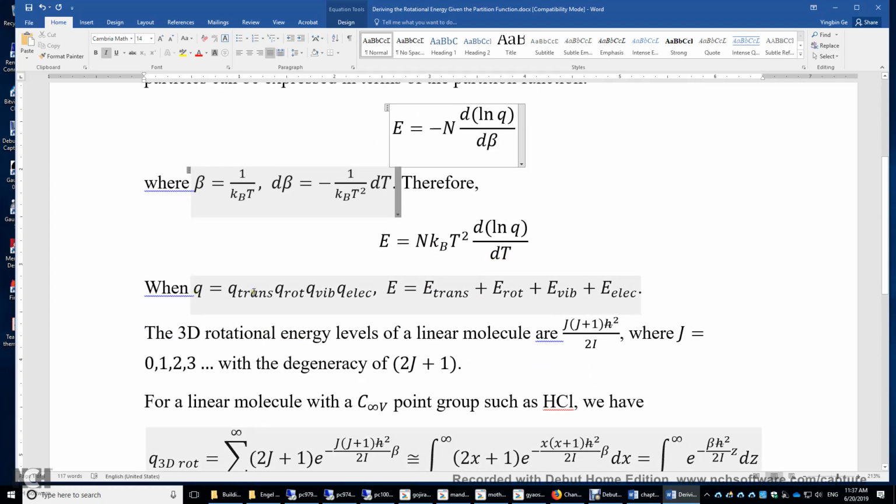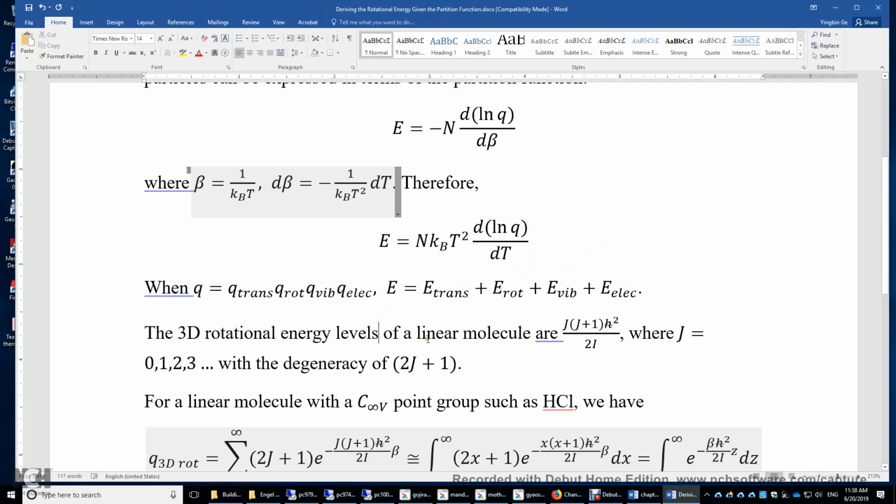And q can be the translation, or rotation, or vibration, or electronic partition function, or the product of these four partition functions. If you plug in the product of these four partition functions in this equation, it will become the sum of four natural logarithms of these four partition functions, and therefore energy is additive. The total energy equals the translation energy plus the rotation energy plus the vibration energy plus the electronic energy. Today we're focused on the rotation energy of a linear molecule.